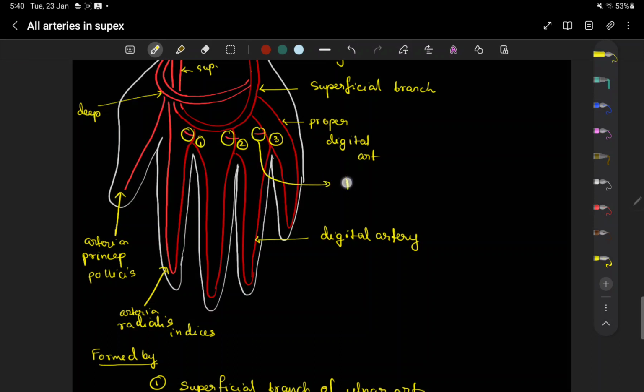These are the palmar metacarpal arteries. They are in the metacarpal portion, right? Metacarpal, carpal, metacarpal, phalanges. So it's in the metacarpal region. So palmar metacarpal arteries.